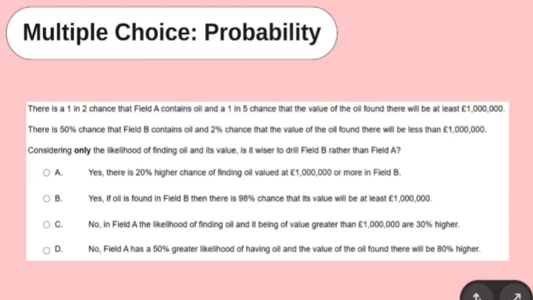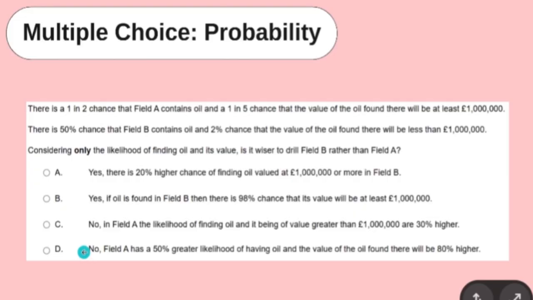Okay, so first we want to understand what's actually happening in the text. I'd read the question, and you can read the text first, but I'd read the question. So, considering only the likelihood of finding oil and its value, is it wiser to drill field B rather than field A? Okay, so we're looking at wiseness and whether it's better to drill field B rather than field A. We're looking at oil and its value. Okay, so I'm going to go back to the text and try and understand it, and then I'm going to look at the assumptions.